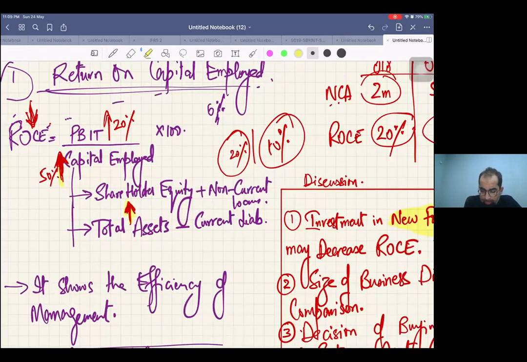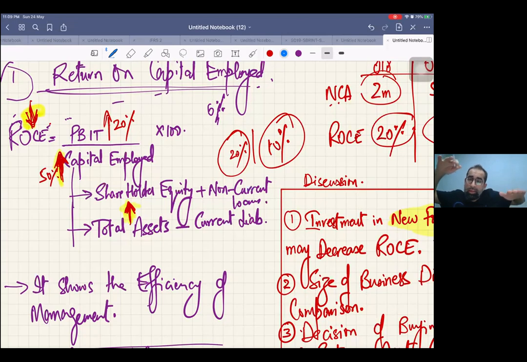So their assets will be higher. And when their assets will be higher, their capital employed will be higher. And when their capital employed will be higher, their return on capital employed will be lower. I repeat, the cost of my property is $1 million. 10 years back, I bought it for $1 million. And today that property's value is $5 million.